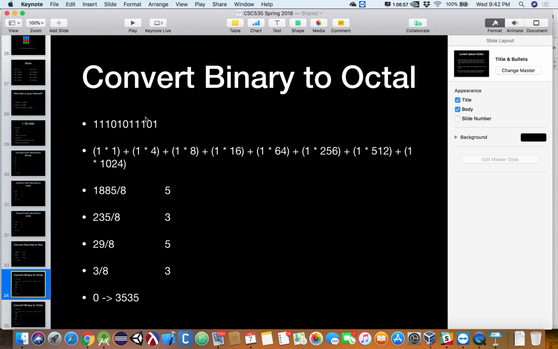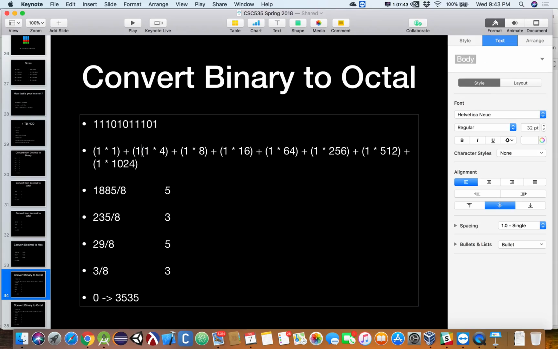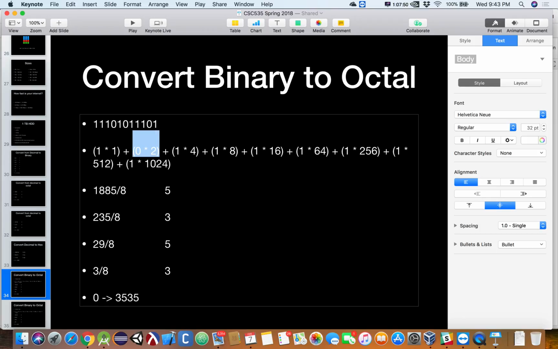So this is 1 times 1 plus 1 times 4 plus 1 times 8 plus 1 times 16 plus, skip, 1 times 64 plus 1 times 256 plus 1 times 512 plus 1 times 1024. I skipped over the zeros. This would be 0 times 2. This would be 0 times, what is this? 1, 2, 4, 8, 16, 32. And this would be times 128, which would give you zeros. So if you want to see it in here, this is plus 0 times 2. See how 0 times 2 is not going to have any impact on the sum?